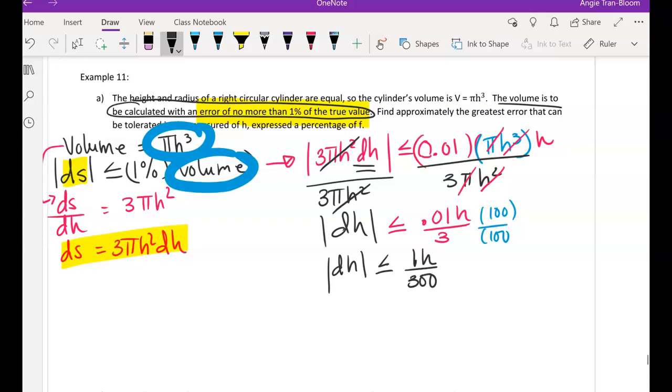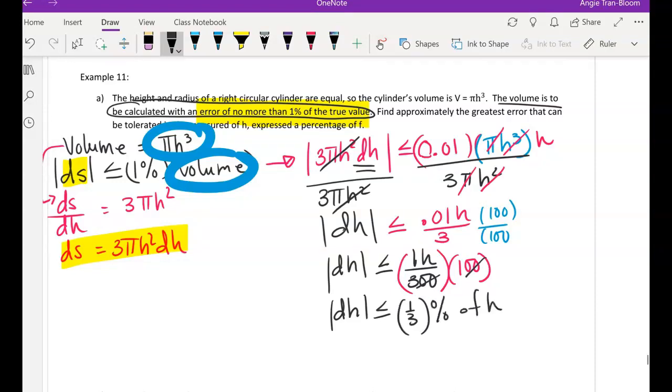So, as you can see, I just now need to find the percentage. To find the percentage, I just have to multiply by 100. So if I multiply by 100, the change in h cannot be, cancel out the zeros, so 1/3 of a percent of h. And what is h? H is the height, okay?